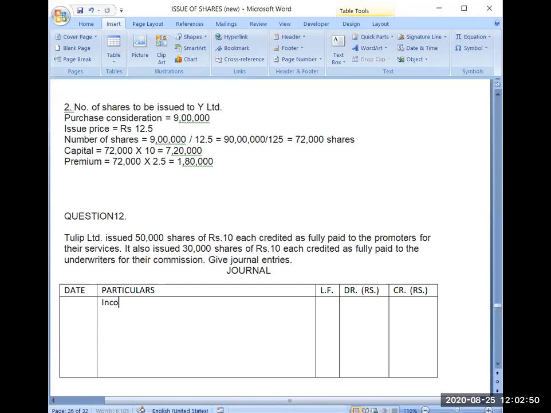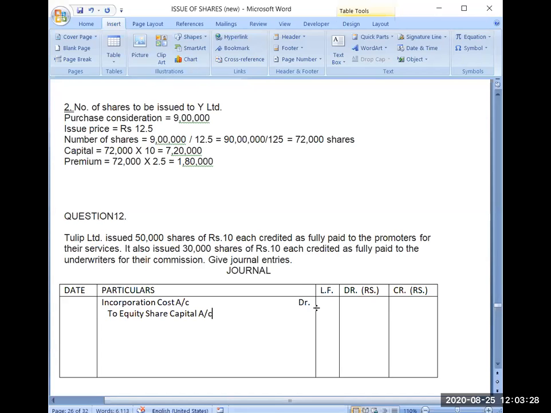So what account will I be opening? Incorporation cost account debit to equity share capital account. This will be the journal entry.